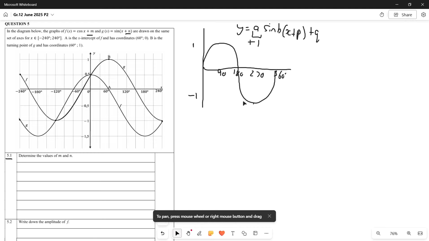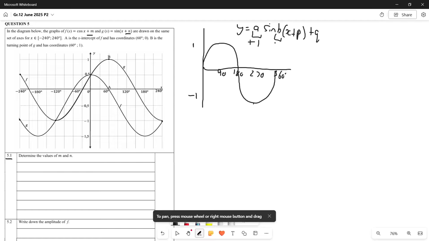So our standard form is positive 1 over there for our amplitude. Our b is what affects our period. So the usual period for a sine graph is 360, cos is also 360, and tan is 180 degrees, as we'll see in another video. But a period of 360. So if our b value is 1, then it means our period fits in 360.